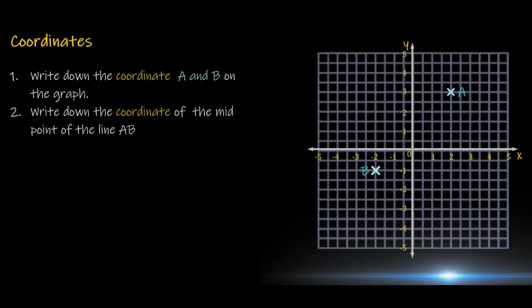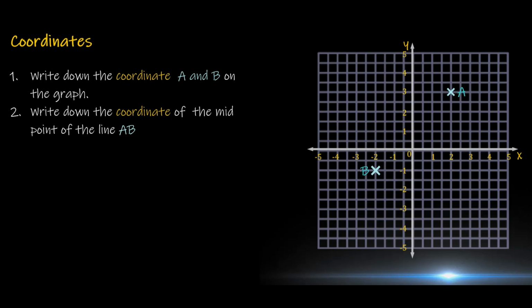In this video, we're going to be looking at coordinates and how to write them down. The first question says write down the coordinates of A and B on the graph. And then the second question, it says write down the coordinates of the midpoint of the line AB.